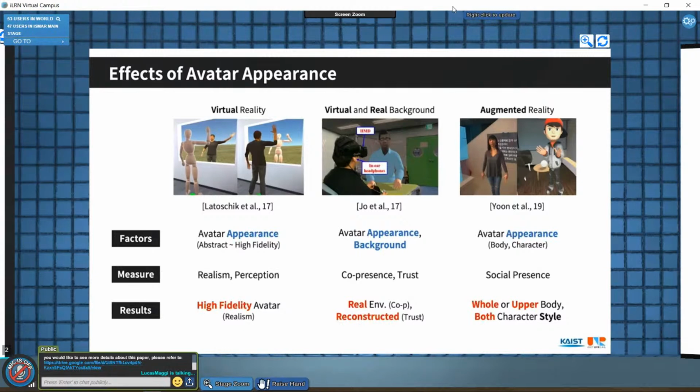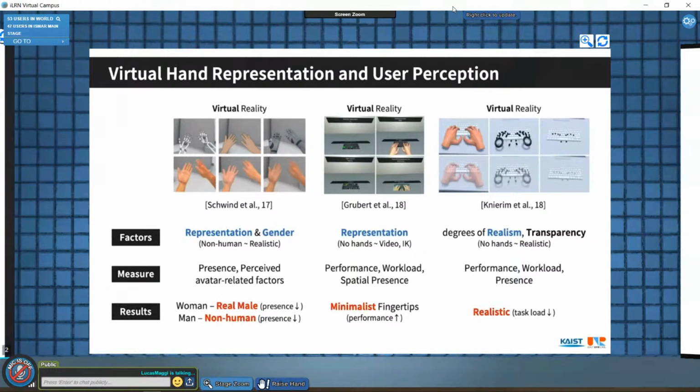The earlier studies, which explored virtual hand representation, have mostly focused on expressing one's hands in a first-person view and VR environment. The hand representation style, divided by degrees of realism, was mainly investigated under various factors like presence or workload. However, there is still a lack of research on how best to demonstrate remote hand embodiment in AR and VR environments.